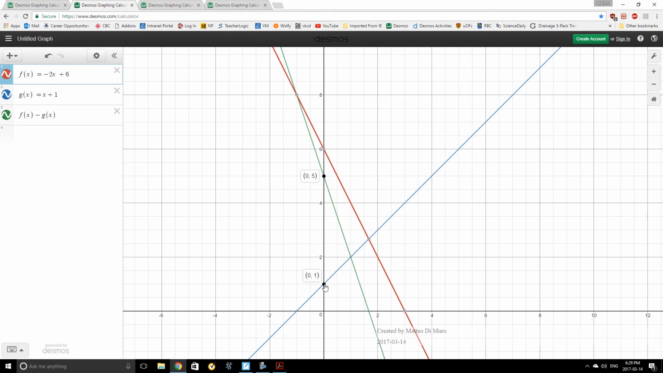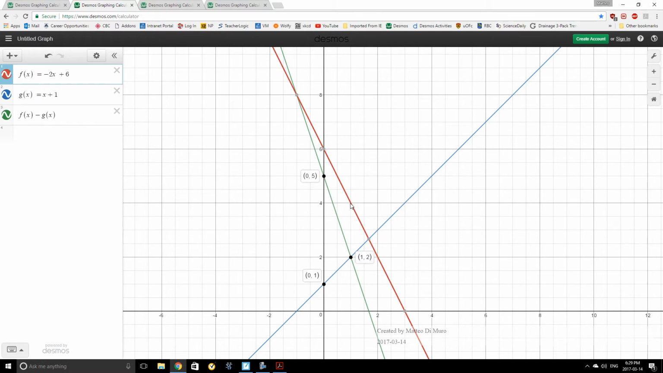Let's see if that holds up for some other points. Just trying to pick an easy one. So let's pick this one: 1 for x and 2 for y on the new function. If you look, this might not have been that good of an idea. Oh no, we're fine. So on f of x, our y value is 4. So 4 subtract, and if you look on the blue line, the y value is 2. So 4 subtract 2 gives us 2, and you can see it here on the green line right there.